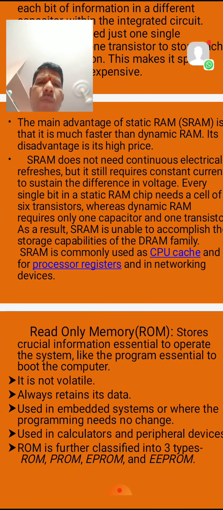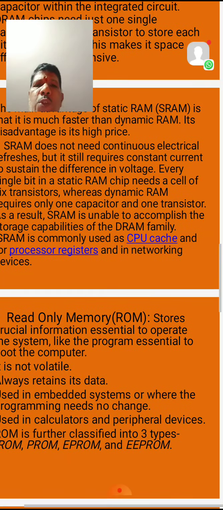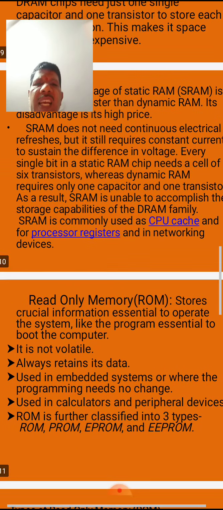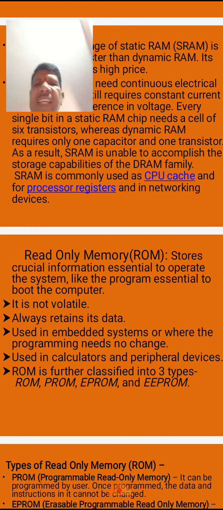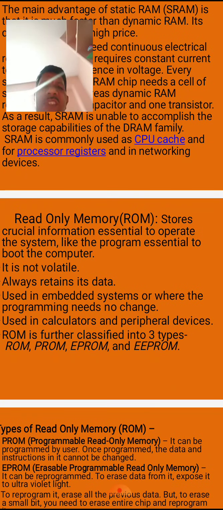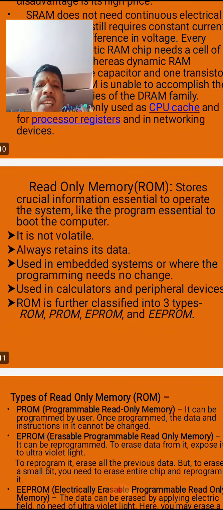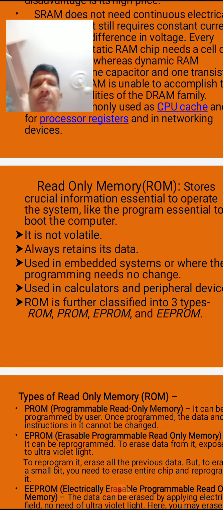Then the next one is the read-only memory. It stores crucial information essential to operate the system, like the program essential to boot the computer. It is non-volatile, always retains its data, used in embedded systems or where the program needs no change, used in calculators and peripheral devices. ROM is further classified into three types, that is PROM, EPROM and EEPROM.